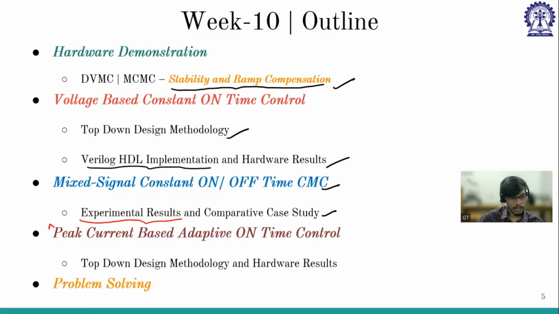The final topic is somewhat important: the peak current based adaptive on-time control, where adaptive on-time is used and what is meant by adaptive on-time, how the on-time is being changed. Adaptive means it is being changed. And what is its top-down design methodology? Sir has discussed the Verilog code, which is somewhat incremental to the voltage based one. I'm not going into the Verilog code, so we'll directly go into the hardware results and solve a few problems.